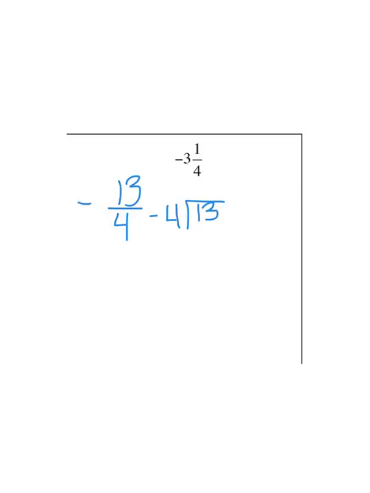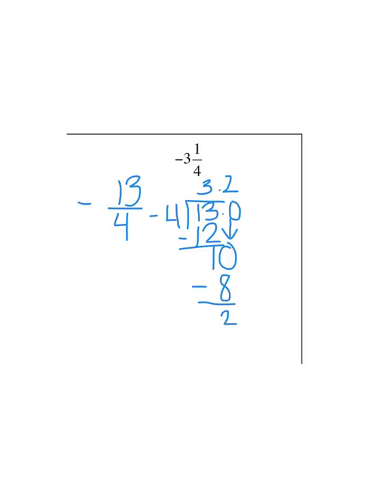Now let's solve this. 4 can go into 13 3 times. 4 times 3 is 12. When I subtract 13 minus 12, I get 1. 4 cannot go into 1, so I'm going to add a decimal. And remember, when I put a decimal here, I must bring it up and add it up top and add my 0. 4 can go into 10 2 times. 4 times 2 is 8. 10 minus 8 is 2.